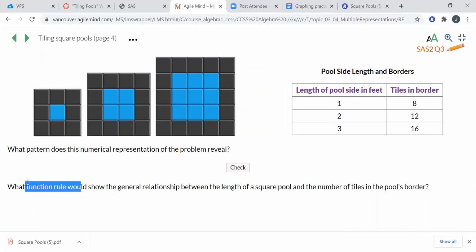Now, when we say function rule, we mean an equation with x and y, or p and s to stand for the pools, borders, and the side. You're going to figure out that as we go, but it's a formula. That's what we mean when we say function rule.